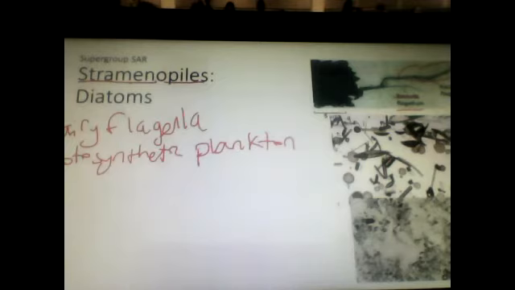So we're talking about an example of the Stramenopiles being the diatoms. Diatoms are really a diverse group. They're also sometimes called microalgae because they're photosynthetic and they're really small. Again, when we use the term algae, it's a term that we use in a lot of different ways.